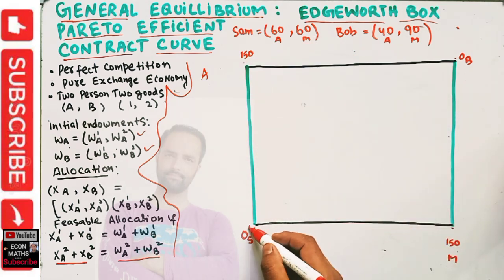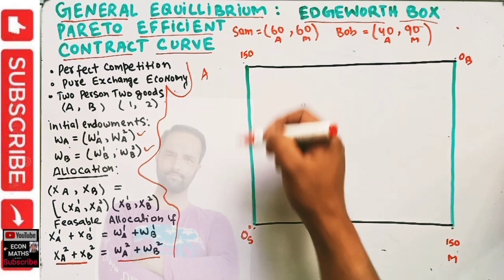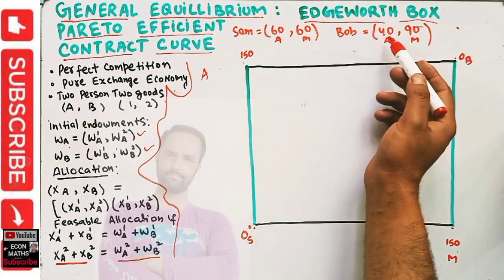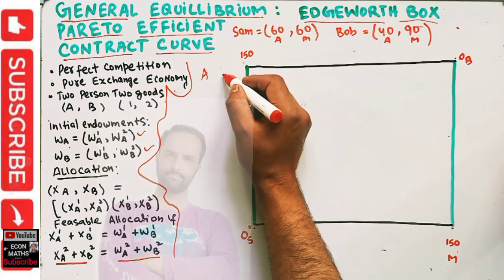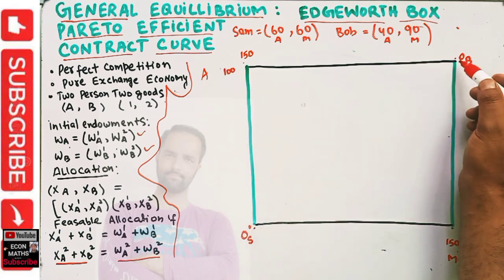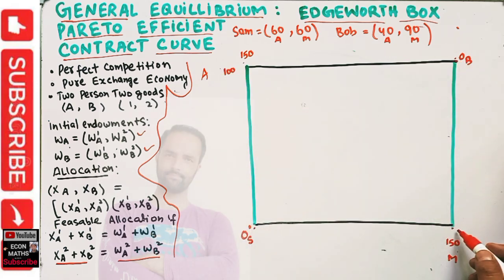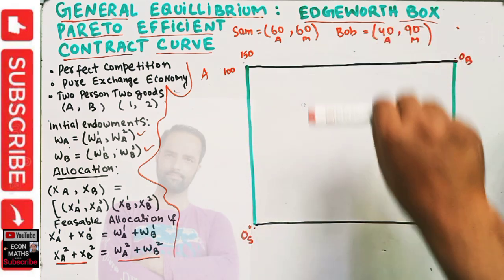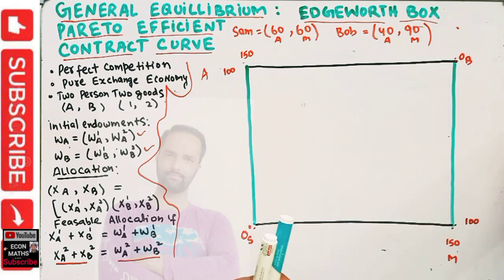So if it is 0 here up to this, the length of this will be 60 plus 40, which is 100. Let me write it here. So it will be 100 units of apples, and from this 0 to this point it will be 100 again. So they show 100 units of apples. This black line shows 150 units of mangoes that we initially have. Now let's draw the indifference curve for Sam first.